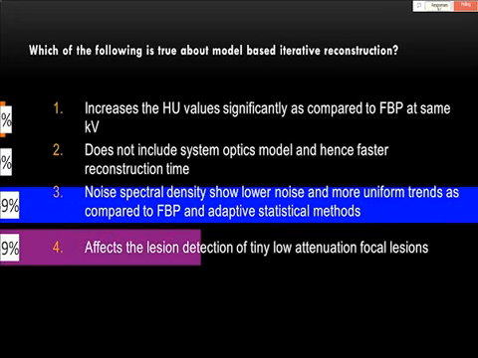So I think most of you got the answer right. It does lower the noise and it has a more uniform trend. And for those of you who were a little bit distracted with the last point, it affects the lesion detection. So this is the message I'm trying to show over here: IR lowers the image noise, but it does not affect the visibility or the detection of a tiny lesion.